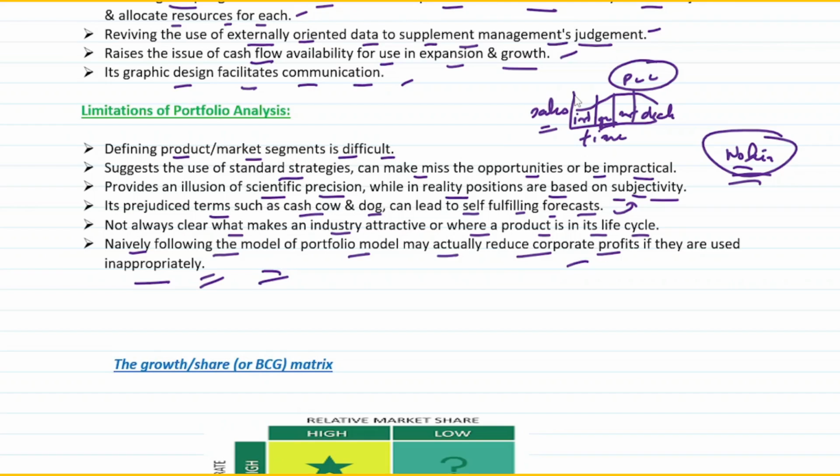So what are the various limitations? First of all, defining product or market segments can be difficult. The suggested use of standard strategies can miss opportunities or be impractical. It provides an illusion of scientific precision, while in reality the positions are based on subjectivity. Prejudiced terms such as cash cow and dog can lead to self-fulfilling forecasts. It is not always clear what makes an industry attractive or where a product is in its life cycle. And if you naively or innocently follow the portfolio model, you may actually reduce your corporate profits if it is used inappropriately, right?